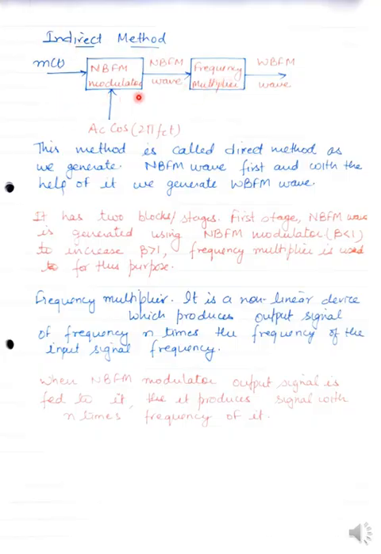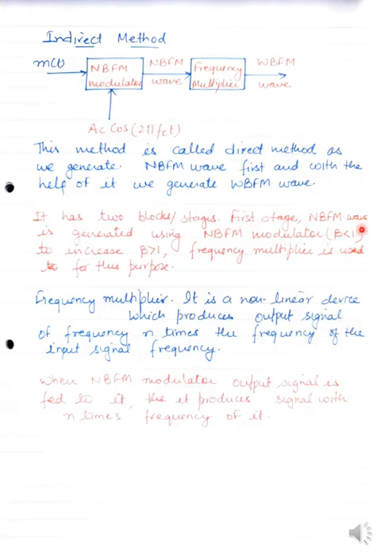So in the indirect method, why is the name indirect? Because you will generate an NBFM wave first, meaning narrowband FM is generated first, and when that wave passes through a frequency multiplier, depending upon how much bandwidth we require, the value will be applied here and we will receive the wideband FM wave. So this method generates the NBFM wave first, and with the help of it we generate the WBFM wave. It has two blocks, stages.